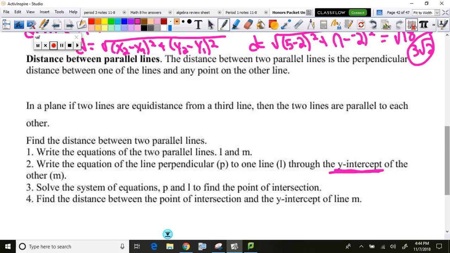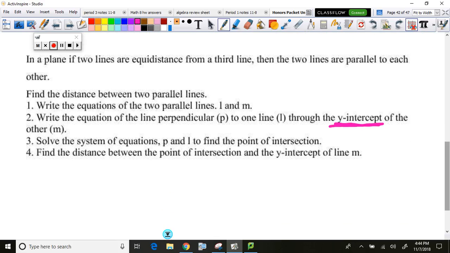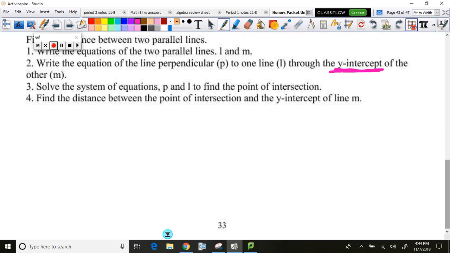So here are the steps. Write the equation of the two parallel lines. Write the equation of the line perpendicular to one line through the y-intercept of the other. Solve the system, and then find the distance from the point, the y-intercept, to the point of intersection. And again, the best way is through example.